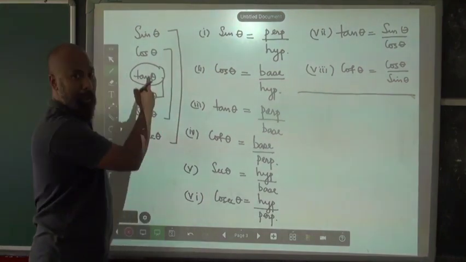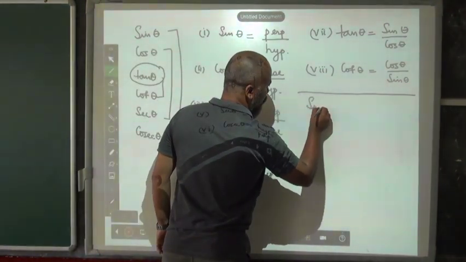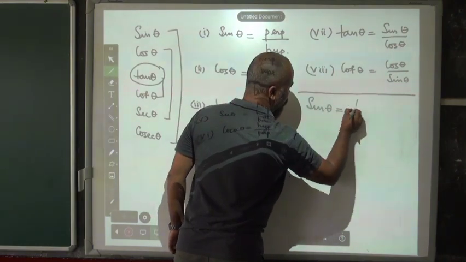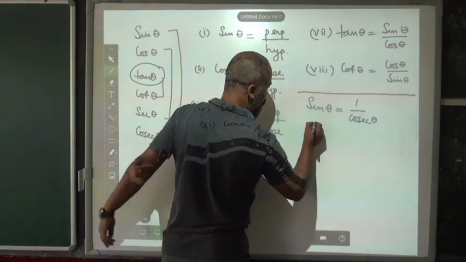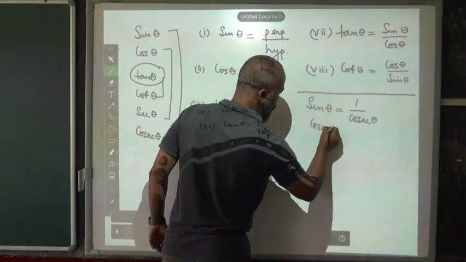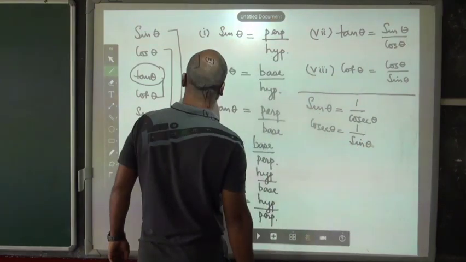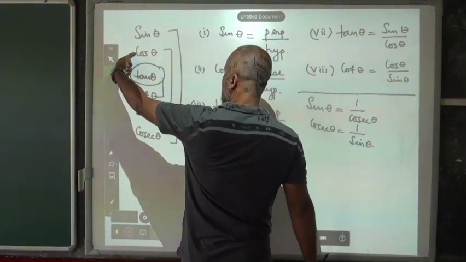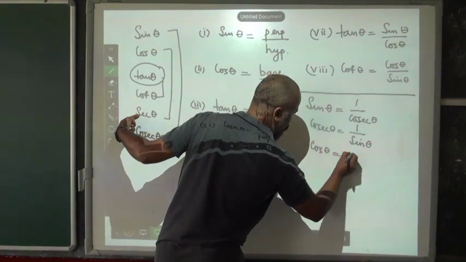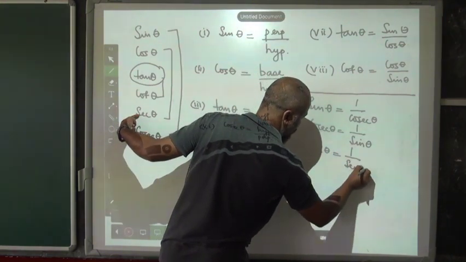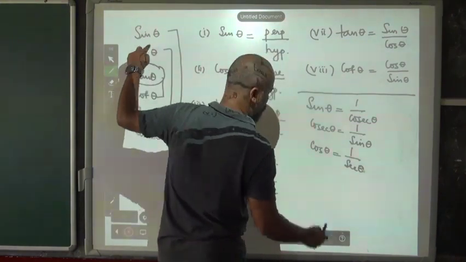Then you can even try and remember it from here again. Sine is 1 by cosec, so sine theta is 1 by cosec theta, or the opposite way around, cosec theta is equal to 1 by sine theta. The next one, cos is equal to 1 by sec, so cos theta is equal to 1 by sec theta, or the opposite way around, sec is equal to 1 by cos.